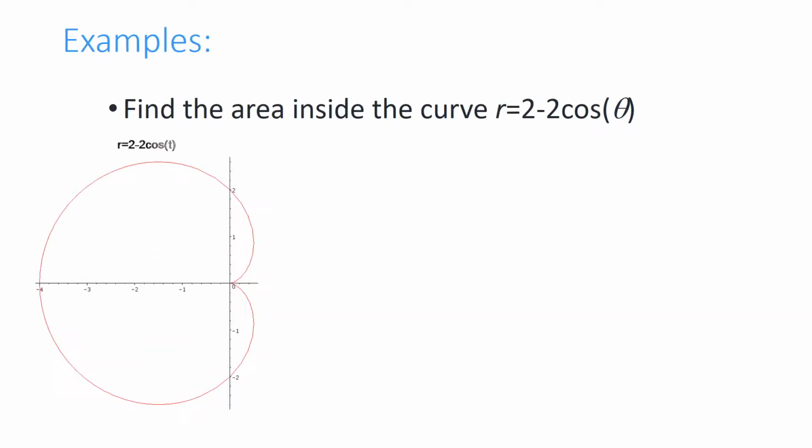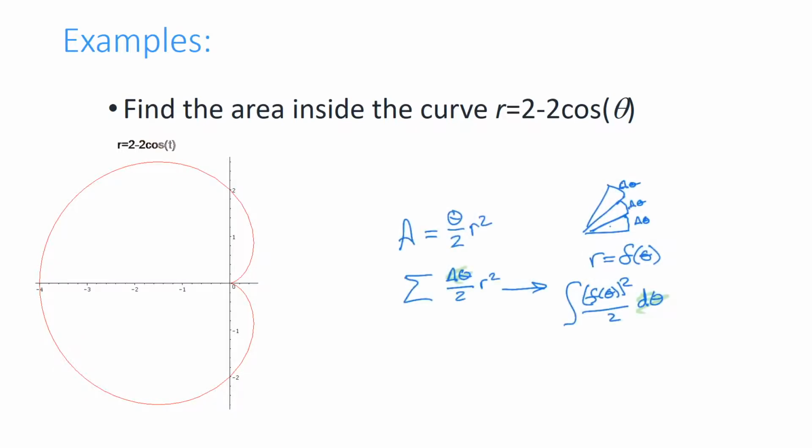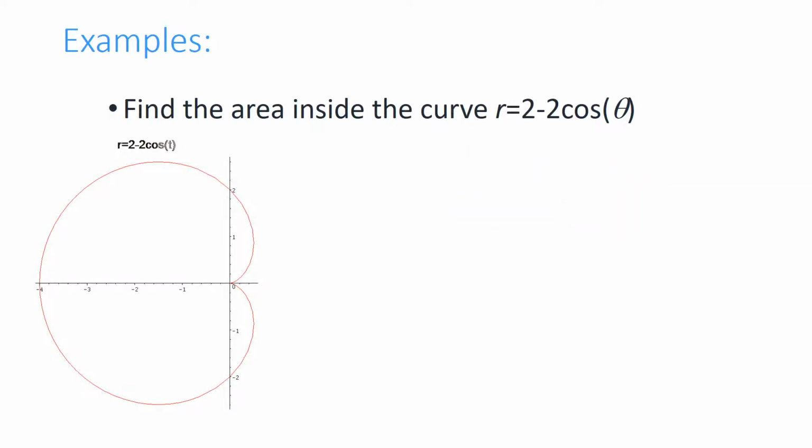I want to find the area inside this curve. This is a cardioid or a limaçon. Let me move this up and make some room here. First things first, f of theta is 2 minus 2 cosine of theta. Since we're finding the area inside the entire cardioid, I'm going to start at 0 and end at 2 pi. That's one full circle, going all the way around the loop.